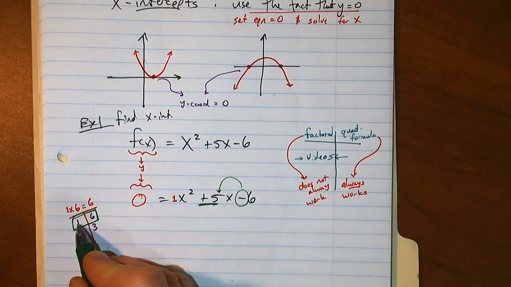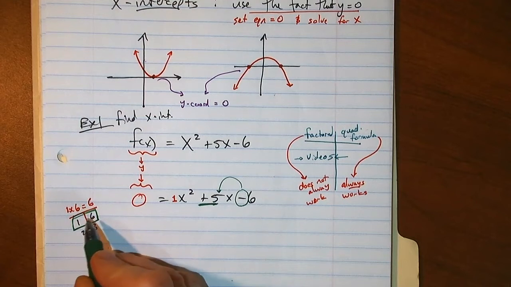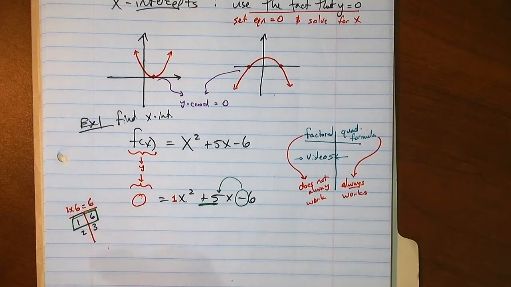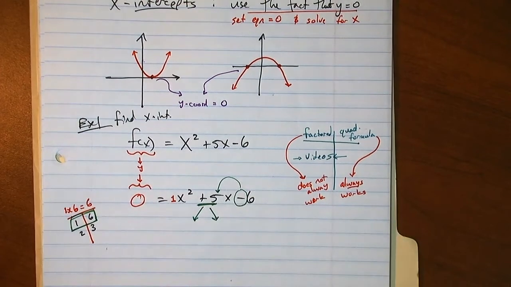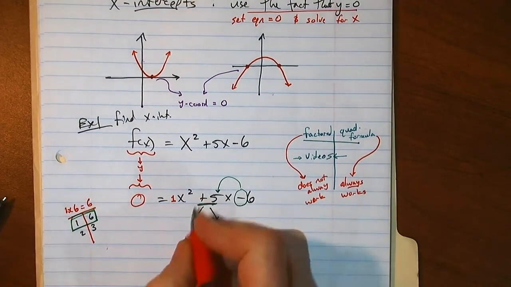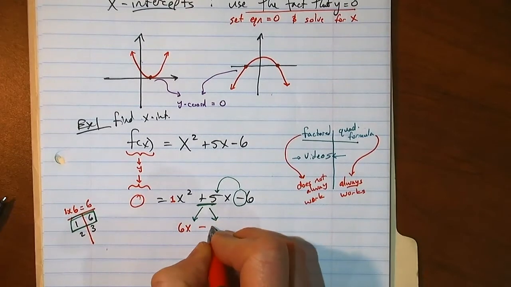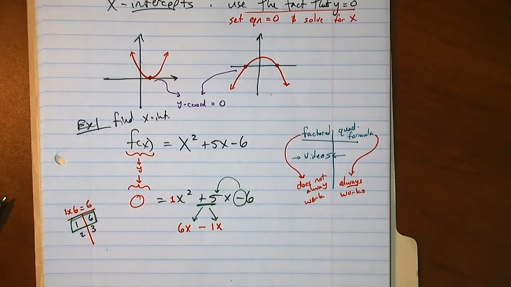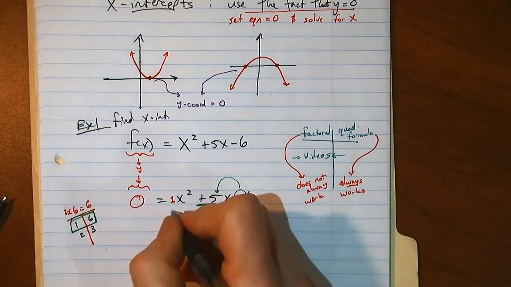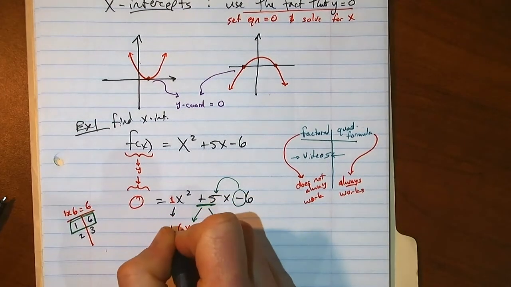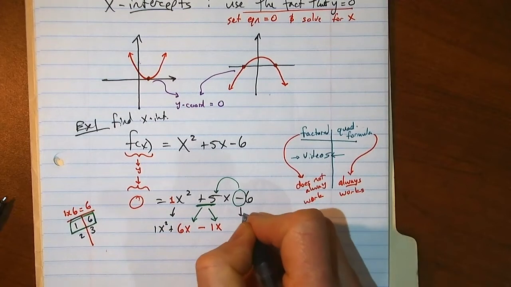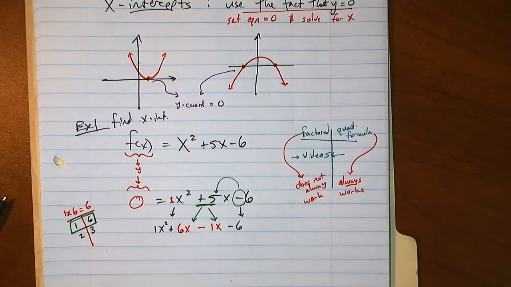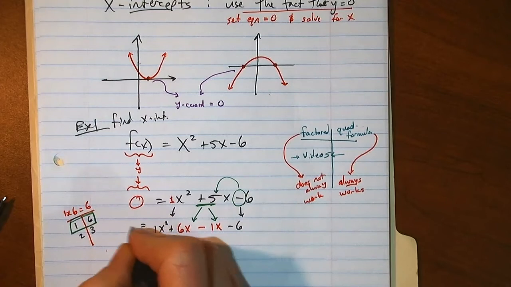So that means I cannot do 1 minus 6. 1 minus 6 would be negative 5. I have to do 6 minus 1. That's going to give me a positive 5. So I'm going to break this 5x up and rewrite it as being a 6x minus a 1x. Okay, now the other pieces are still there. There's still a 1x squared at the beginning. There's still a minus 6 at the end. They haven't gone anywhere. It's still equal to 0.